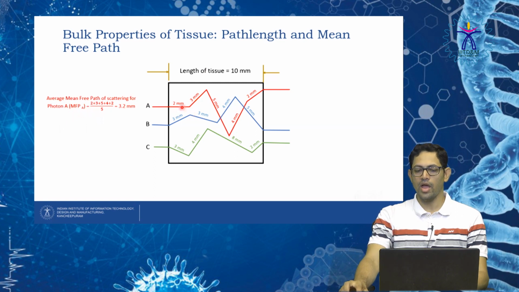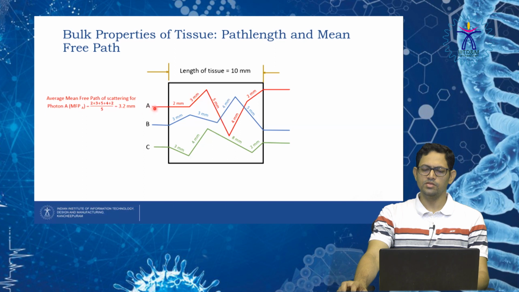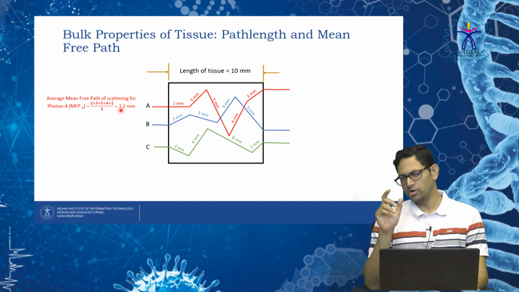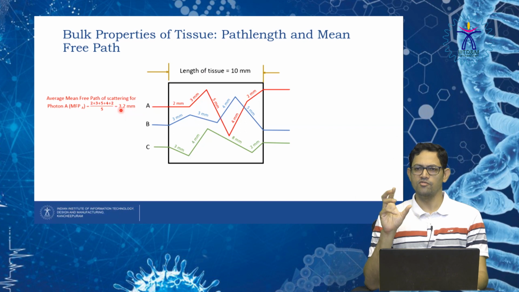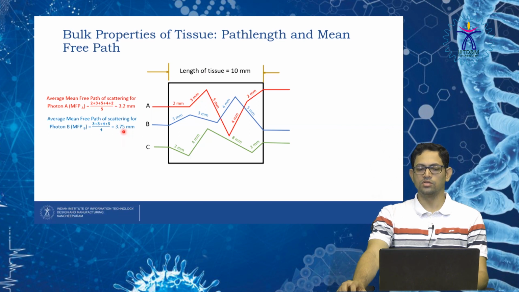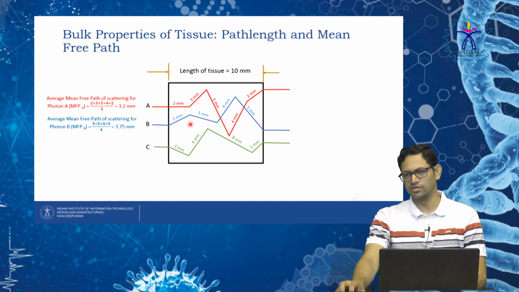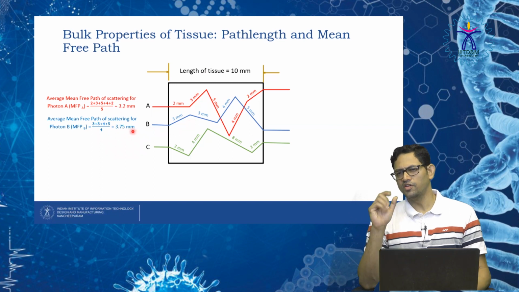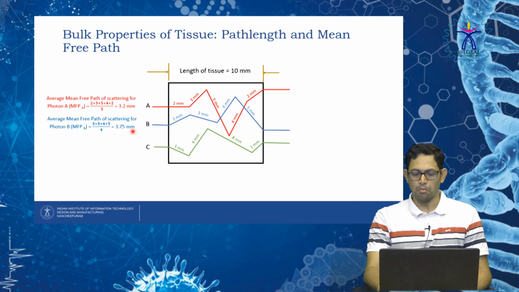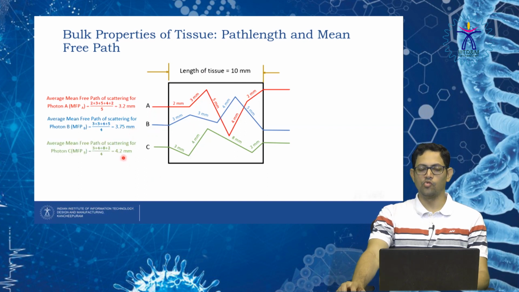What we do is add all of the distances together and divide by the number of interactions. For example, 2 plus 3 plus 5 plus 4 plus 2, divided by the number of interactions, that is 5. So average mean free path is around 3.2 for photon A. Now what does it mean? It means that approximately every 3.2 mm photon A has an interaction. Similarly for B, this is around 3.75. There have been only 4 interactions in this case. So for photon B, every 3.75 mm there is an interaction. Similarly for photon C, you have around 4.2 mm.